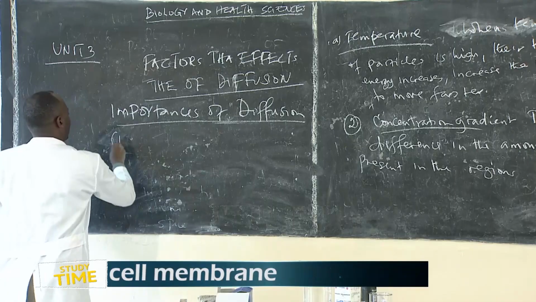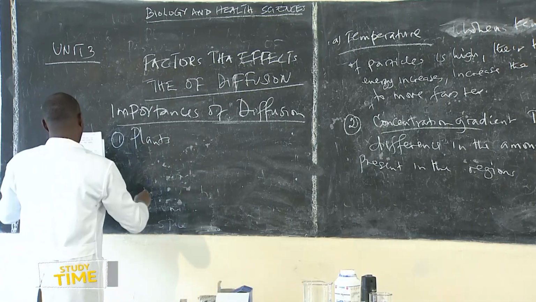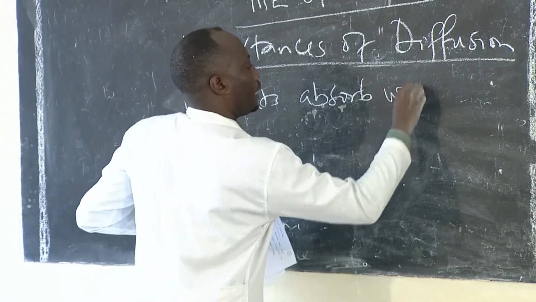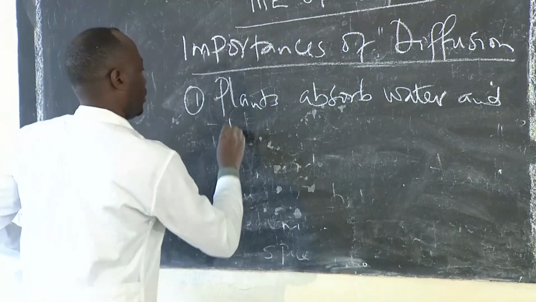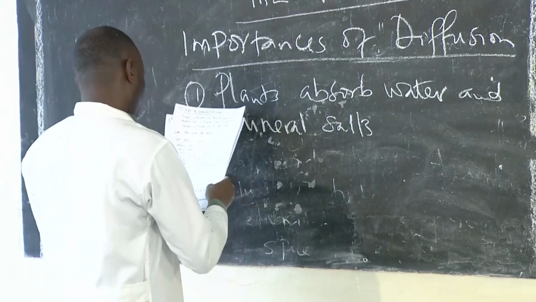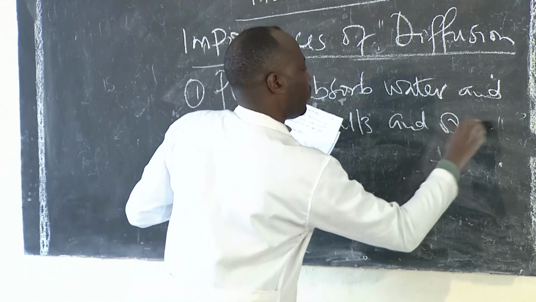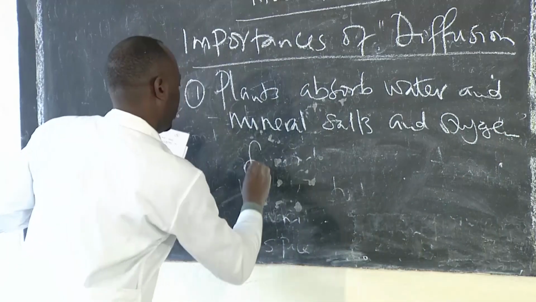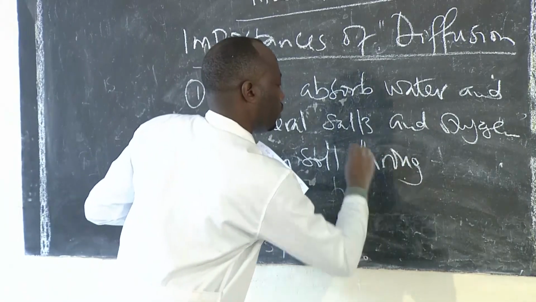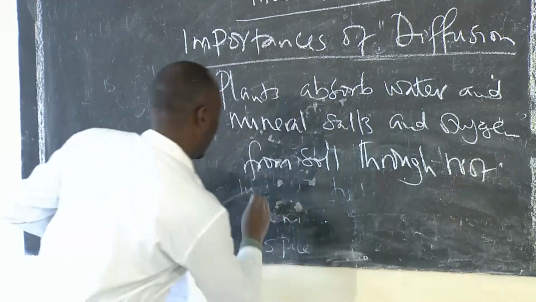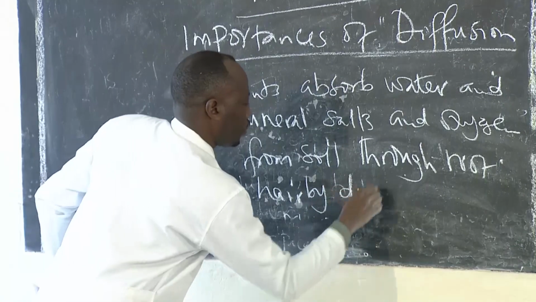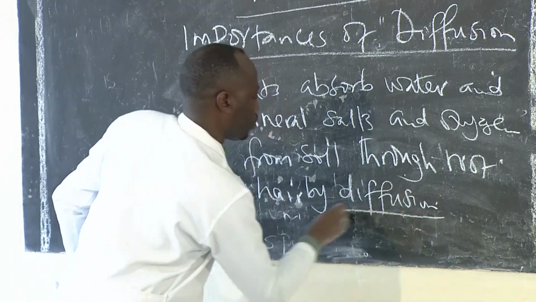Number one, it is used by plants to absorb water and mineral salts, and oxygen, without forgetting oxygen, from the soil through root hair cells by diffusion. So they absorb water, oxygen and mineral salts by means of diffusion.